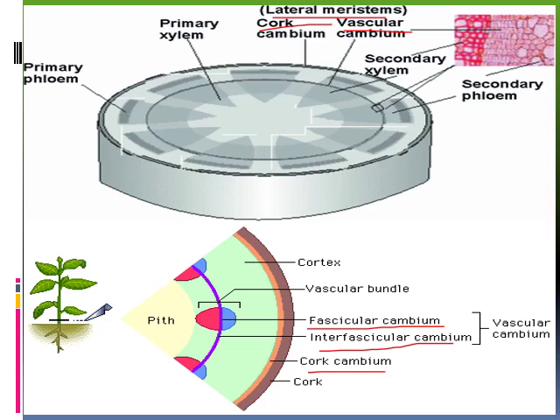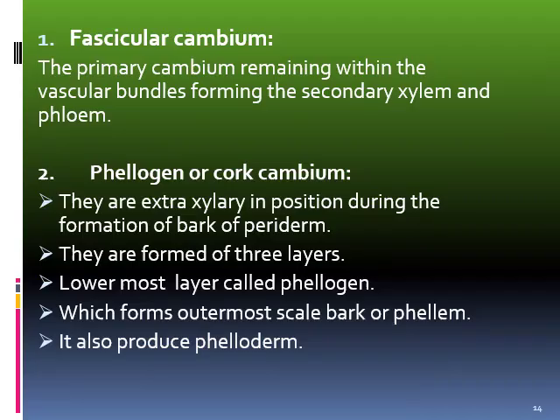So next we discuss both the fascicular cambium and cork cambium. The fascicular cambium simply is the primary cambium that is present within the vascular bundle and plays a role in the formation of secondary xylem and phloem.